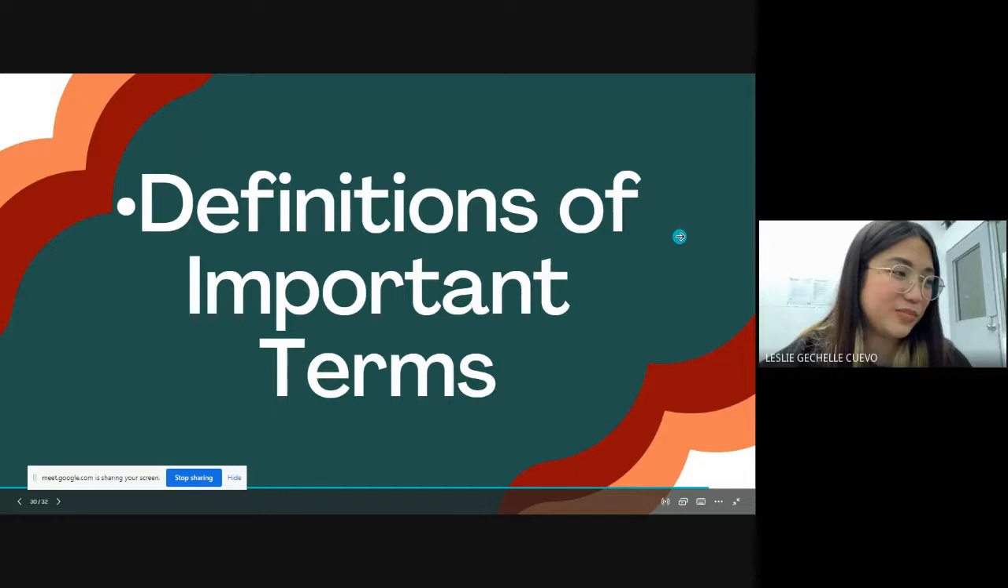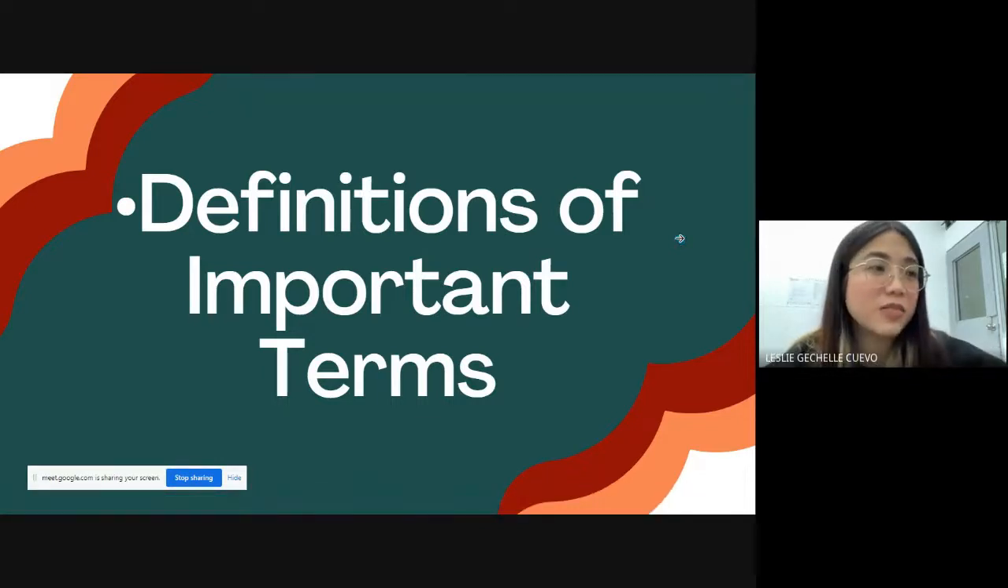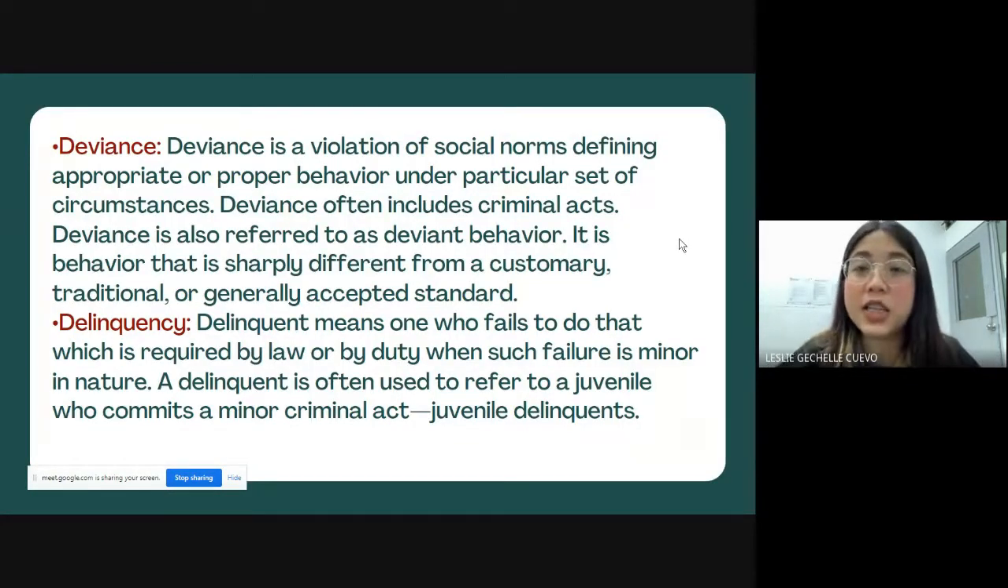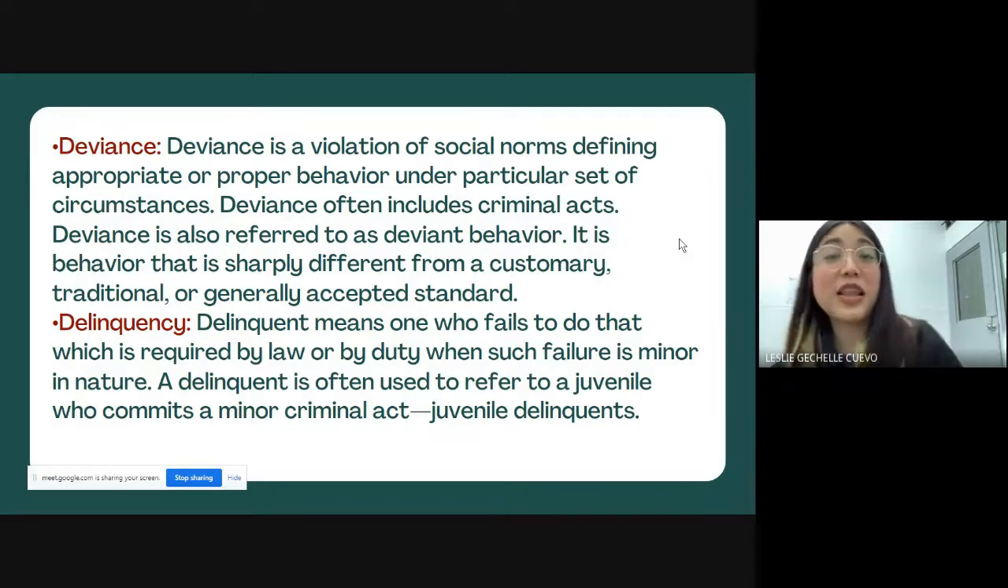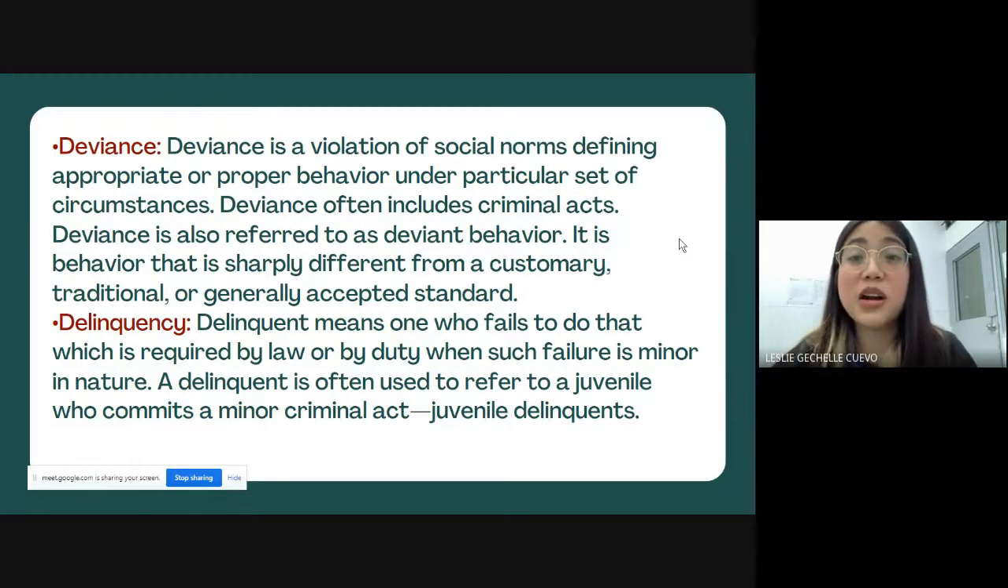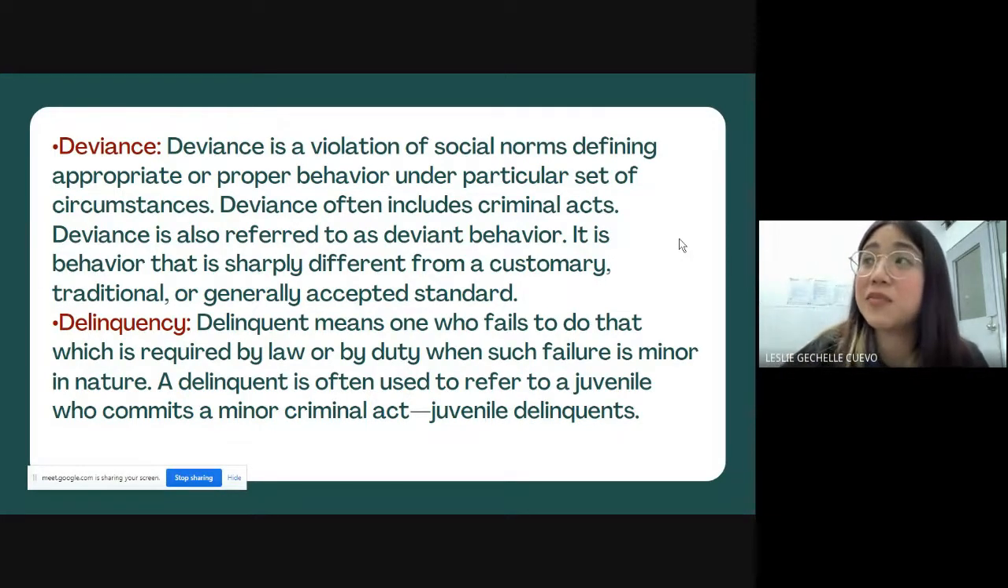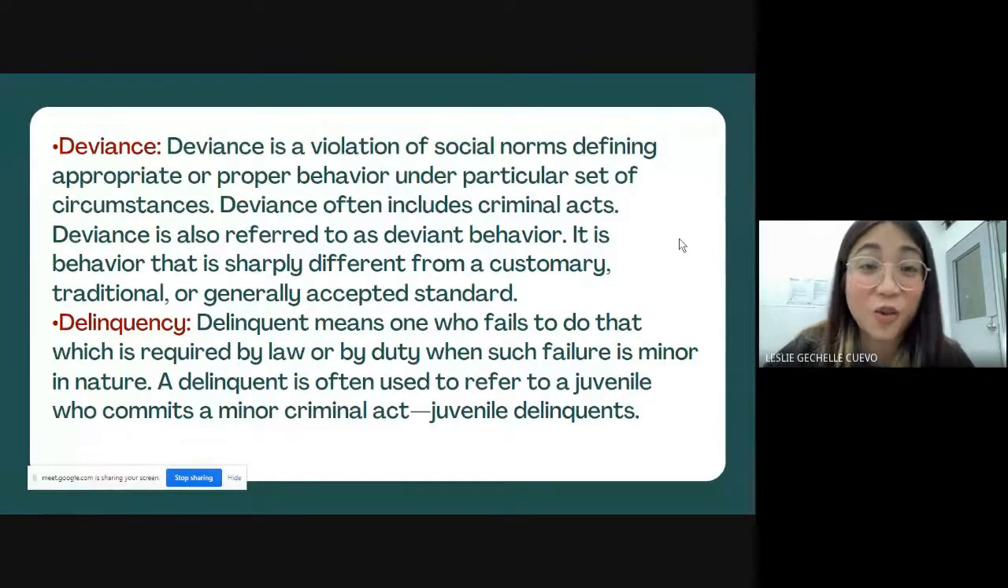So here are a few important terms. First is deviance. So deviance is a violation of social norms defining appropriate or proper behavior under a particular set of circumstances. Deviance often includes criminal acts. So pag sinabi nating deviance, it is also a criminal act. It's also a crime. O maaaring hindi siya crime, pero hindi siya parte ng norm.